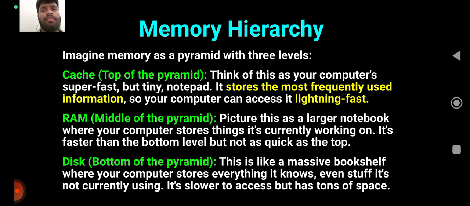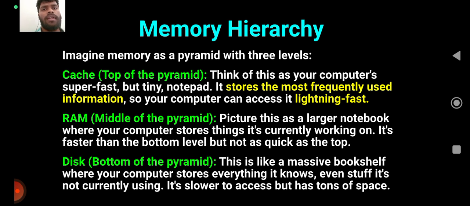Memory hierarchy is how the different kinds of memory are arranged at different levels. First, let us see the cache, which is at the top of the pyramid. Think of this as your computer's super fast but tiny notepad. It stores the most frequently used information, so your computer can access it lightning fast. The cache is the fastest, so the processor can access it very quickly.